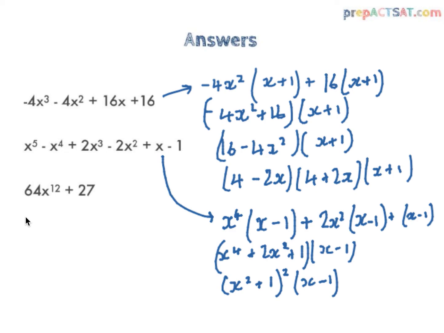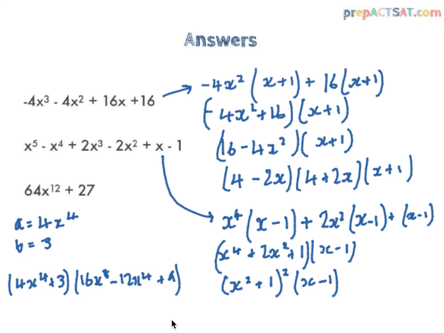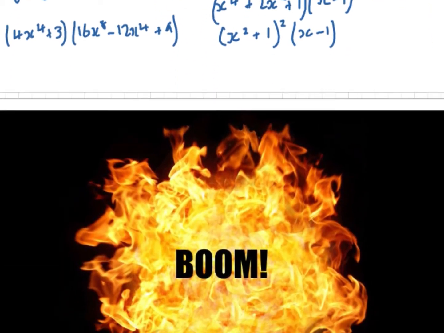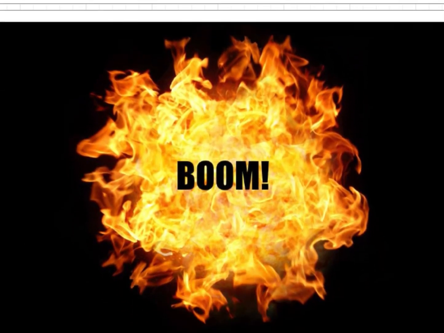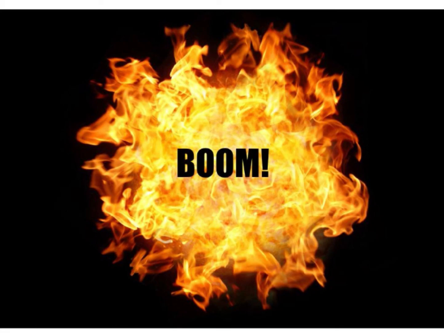Last one, this is the sum of cubes. So the a term is 4x to the 4, and the b term is 3. So the sum of cubes formula says a plus b, a squared minus ab plus b squared. There we go, that one's easy to factor. And we are done. Okay, well done.